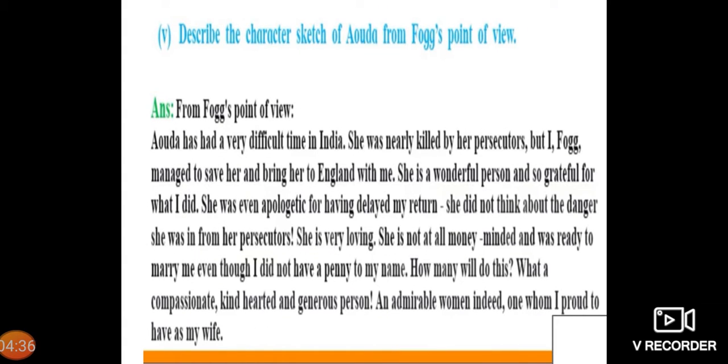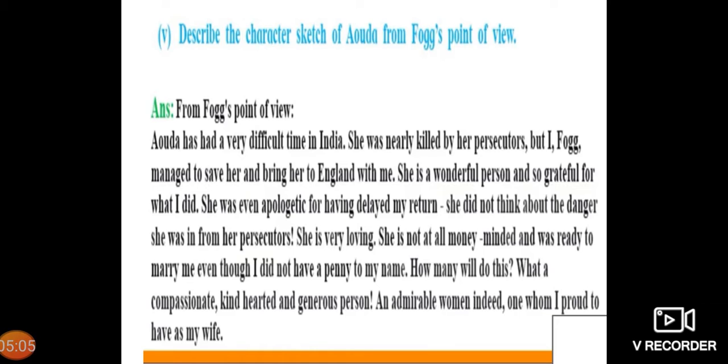Fifth, describe the character sketch of Auda from Fogg's point of view. From Fogg's point of view, Auda had a very difficult time in India. She was nearly killed by her persecutors, but I managed to save her and bring her to England with me. She is a wonderful person and so grateful for what I did. She was even apologetic for having delayed my return.